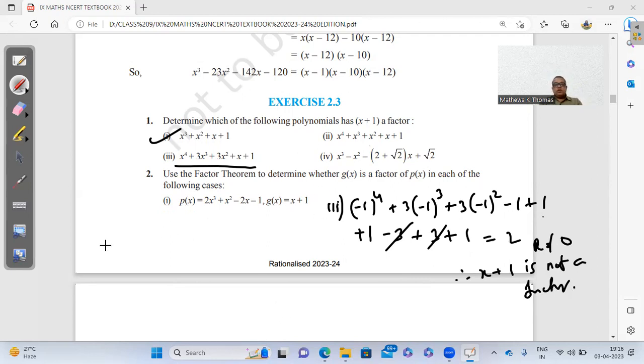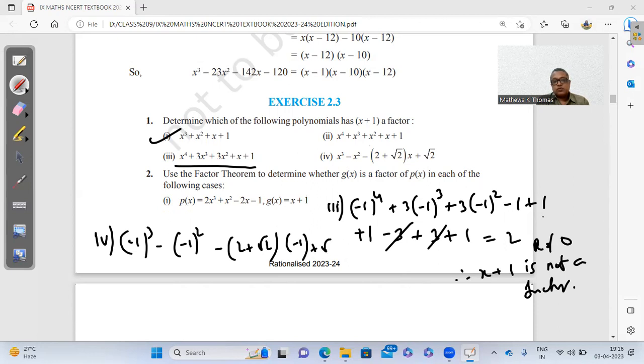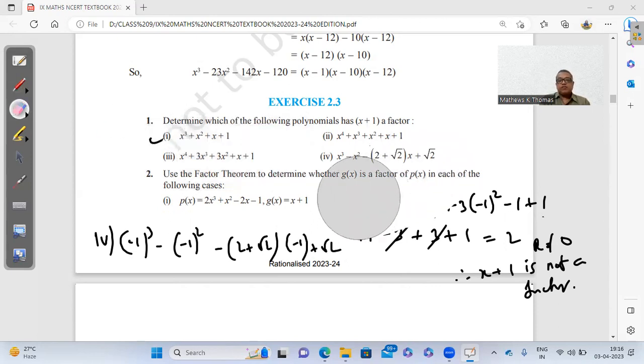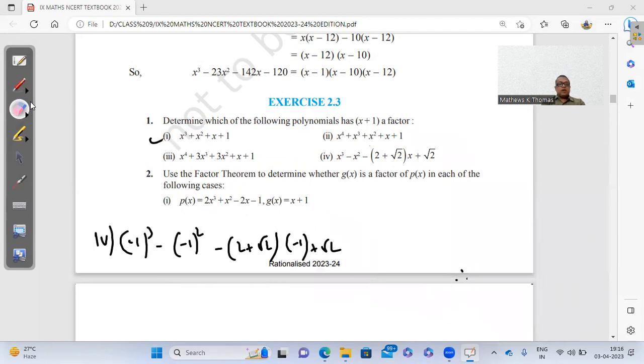So the same procedure now I'm repeating in 4. I'm putting x as negative 1. So minus 1 whole cube, minus of minus 1 square, minus of 2 plus root 2, bracket minus 1 plus root 2. Now this, you have to be a little careful here, because of the brackets involved.